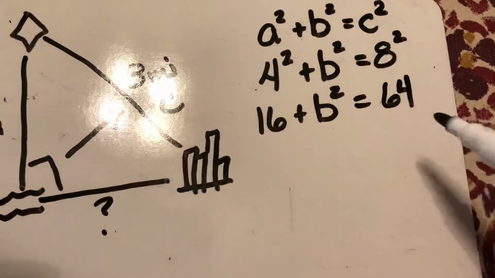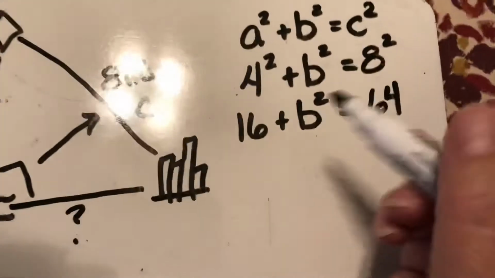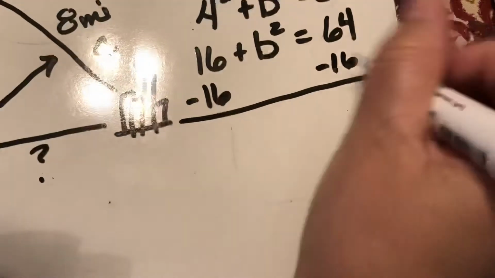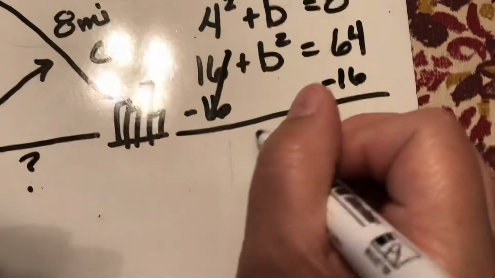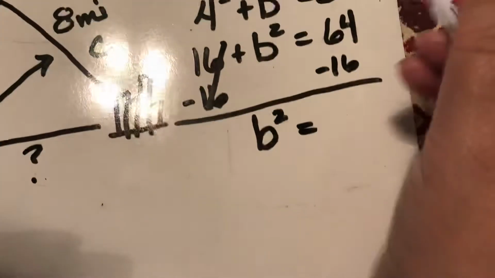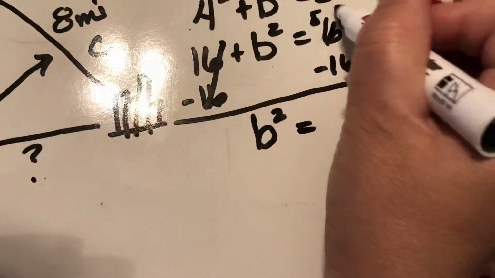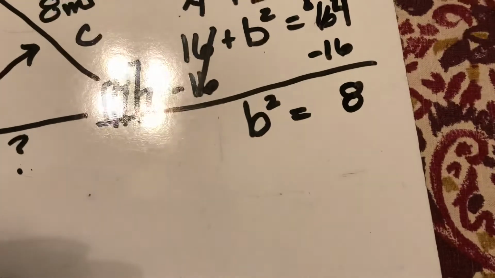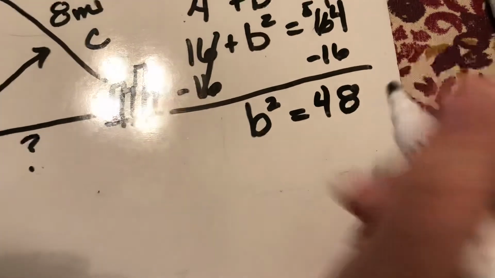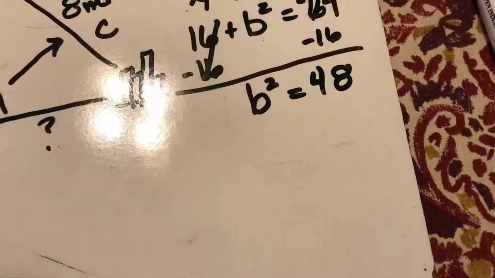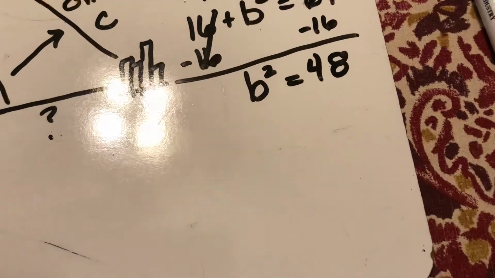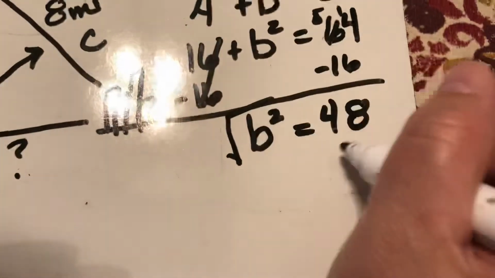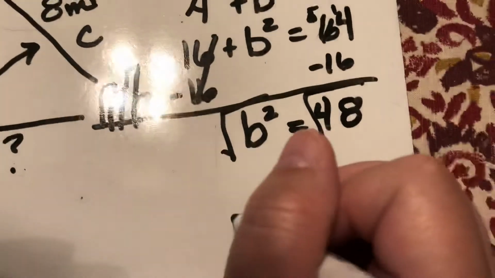I'm going to do inverse operations so I can isolate my b. So I subtract 16 from both sides. I bring down my b squared equals, I subtract, so I get 8 minus 1 is 4, and 6 minus 1 is 5, so 48. So now I want to take the square root. So I take the square root of b squared, the square root of 48.